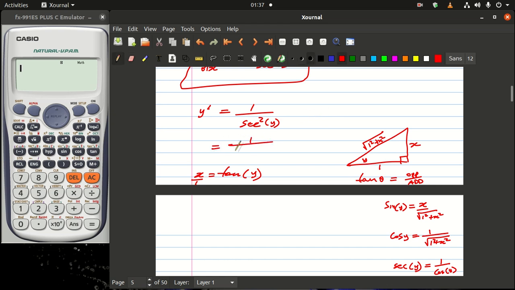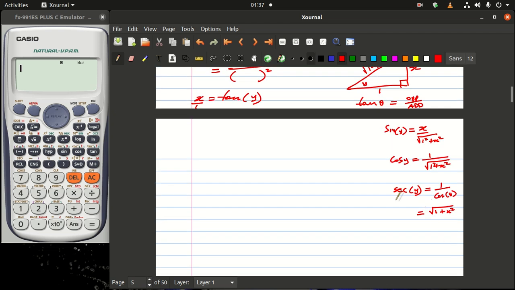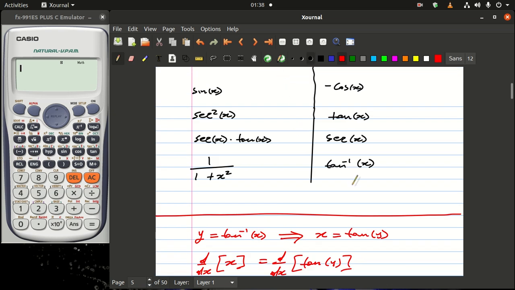So we have 1 over sec of y, and then this squared here is this squared there, and I know that this sec y, I just found it here, is the square root of 1 plus x squared, because 1 squared is the same as 1, so it's 1 over 1 squared. And then I have a square and a square root, so these two will undo each other. That is why we end up having our derivative as 1 plus x squared. I hope you can see how we ended up with this.